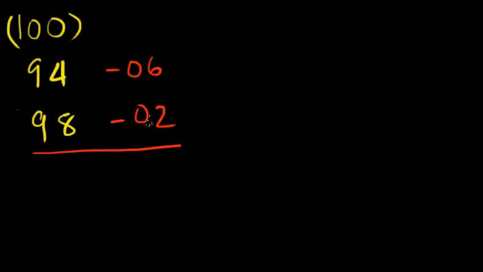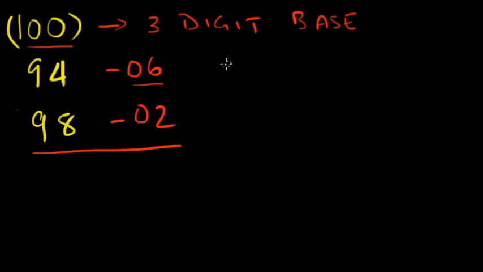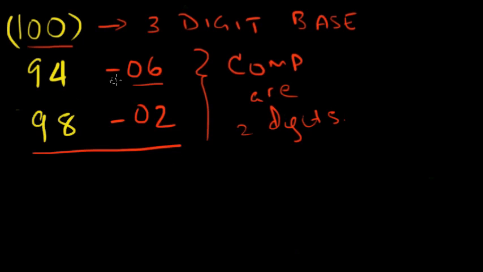You can see something different I did here. I wrote a preceding 0 before the numbers. That's because we have a 3-digit base, so your complement is going to be in 2 digits. A 3-digit base and complements are 2 digits. Again, they are negative because they are less than our base.